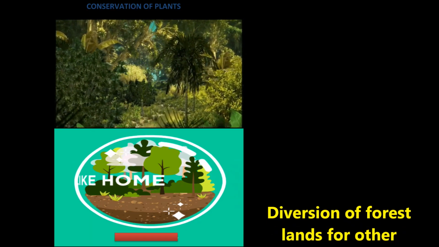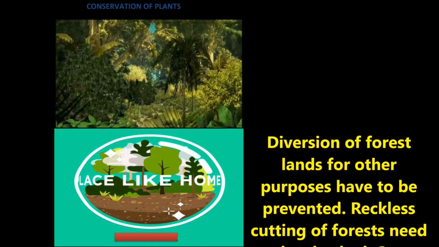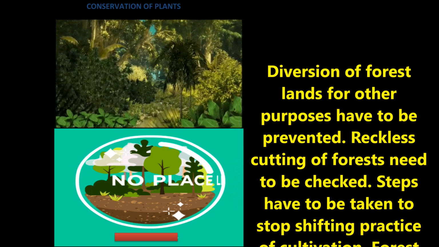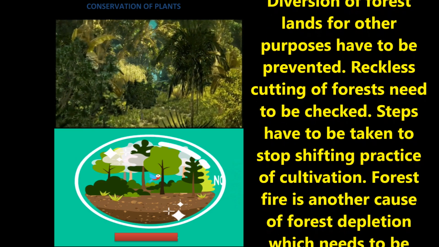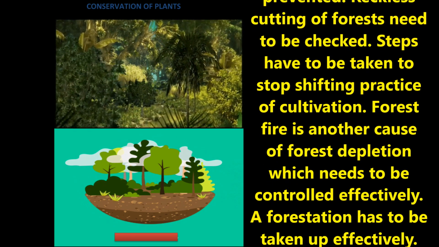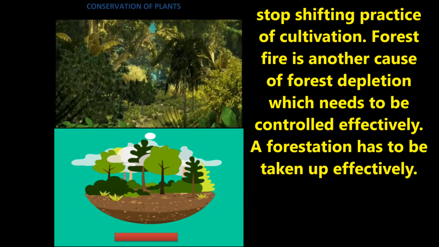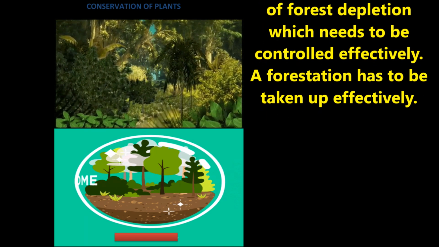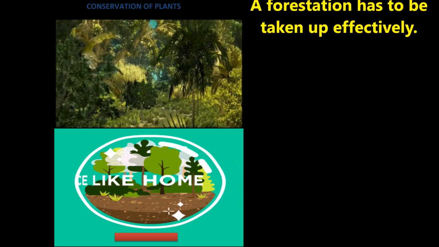Now let us discuss conservation of plants. The following steps are to be followed for the conservation of plants. First, diversion of forest lands for other purposes has to be prevented. Next, reckless cutting of forests needs to be checked, and steps have to be taken to stop shifting practices of cultivation. Next, forest fire is another cause of forest depletion which needs to be controlled effectively, and afforestation has to be taken up effectively.